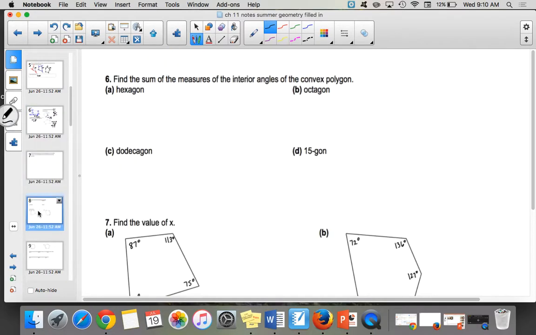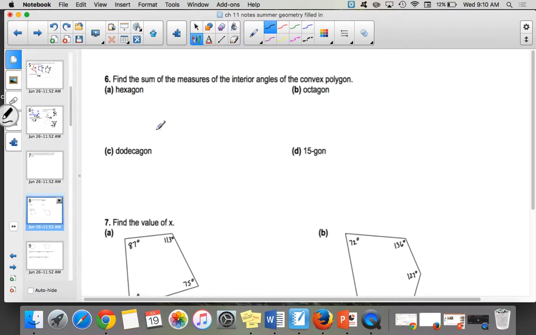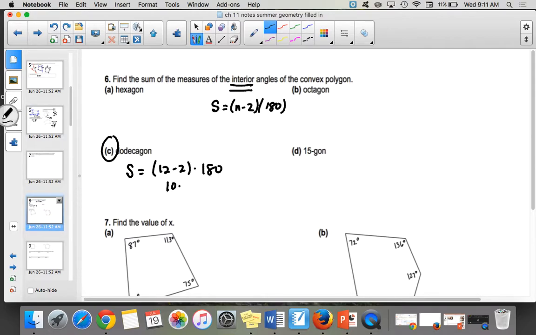All right, so let's skip through. Let's say we mix them up again. You got to be able to mix them up and not just do only interior, only exterior. You got to be able to go back and forth. Okay, so let's try 6C. It says find the sum of the measures of the interior angles. So remember, interior is n minus 2 times 180. So if we have a dodecagon, it's going to be 12 minus 2 times 180. So 10 times 180 is 1800.